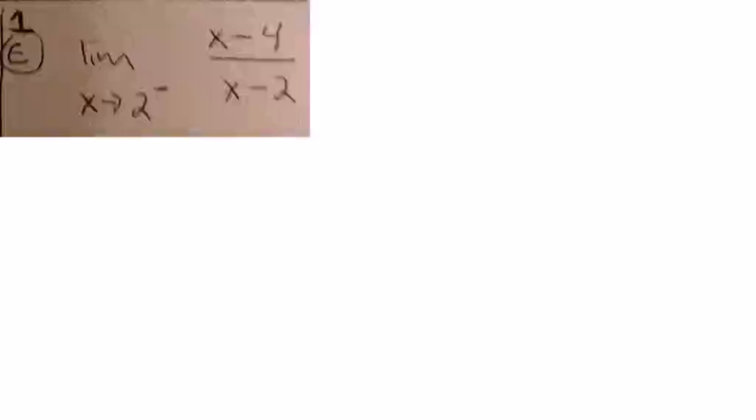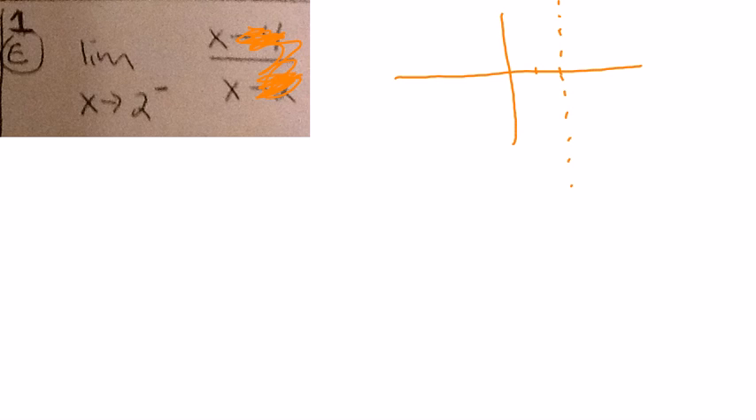Now this is kind of a cool function because if we talk about our horizontal asymptotes, as x gets really, really big, we don't really need to worry about the -4 or the -2, because we get a really big number over a really big number, which is basically 1. So that's cool. But let's remember that we have an asymptote at x equals 2. So I'm going to draw that in, just like that.